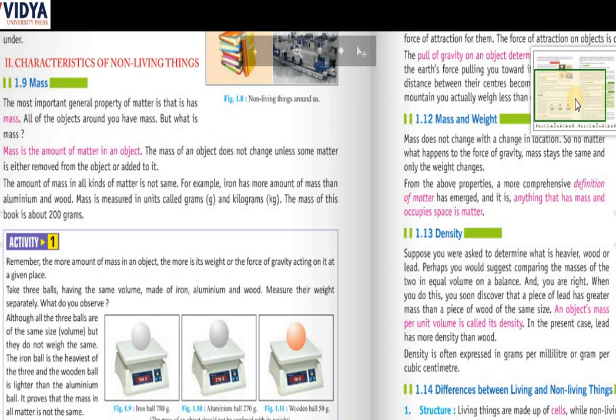Now here is an activity to prove that three balls of the same volume or size weigh differently. There are three balls of the same size or volume. One is made of iron, another is made of aluminium, and the third one is made of gold. Which one will be the heaviest? Of course, the iron one will be the heaviest because it has more mass in it. And wood will be the lightest because it has the least mass in the same size.